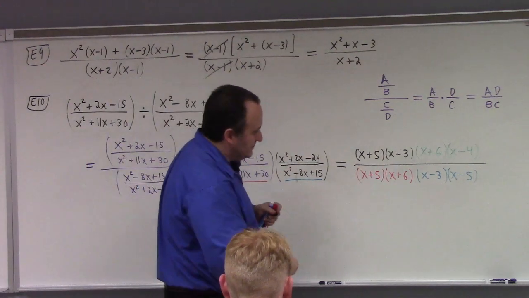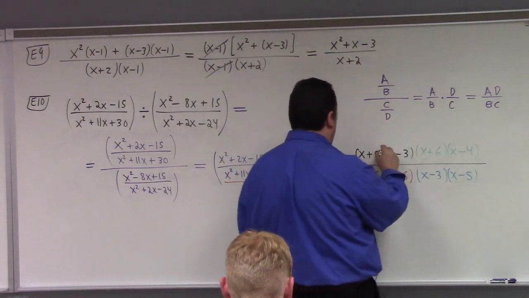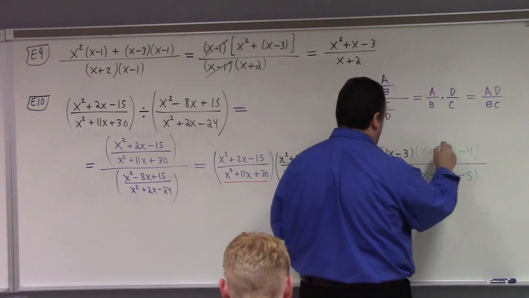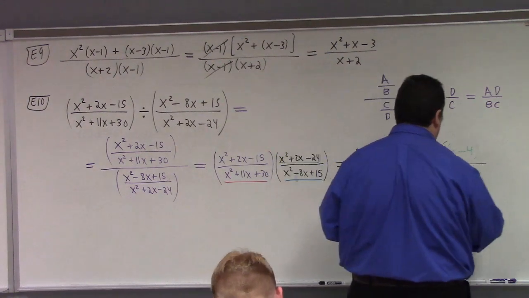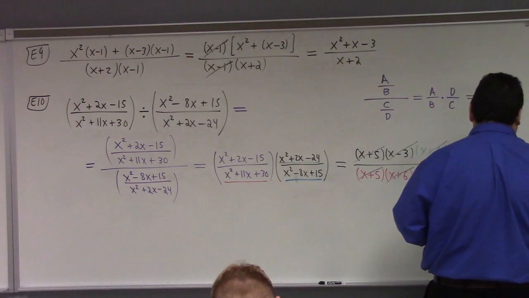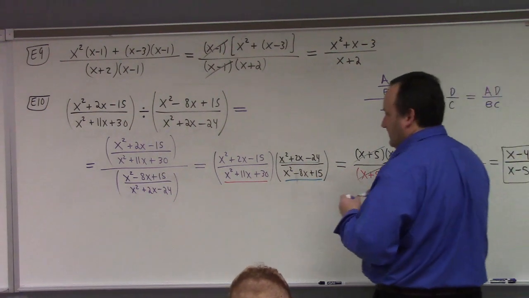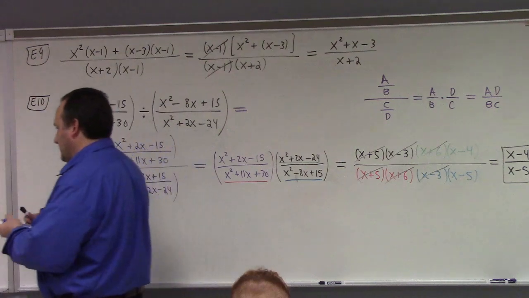Anything cancel? Yes. This starts with x minus 4 over x minus 5. x minus 4 over x minus 5. Hooray! Excellent.